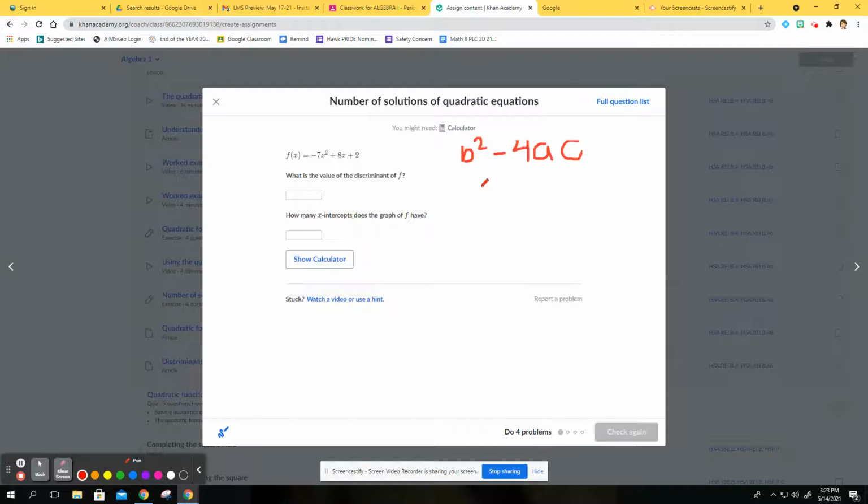Now, if our discriminant is positive, that means we have two solutions. If our discriminant is negative, we have no real solutions. If our discriminant is 0, we have one real solution.